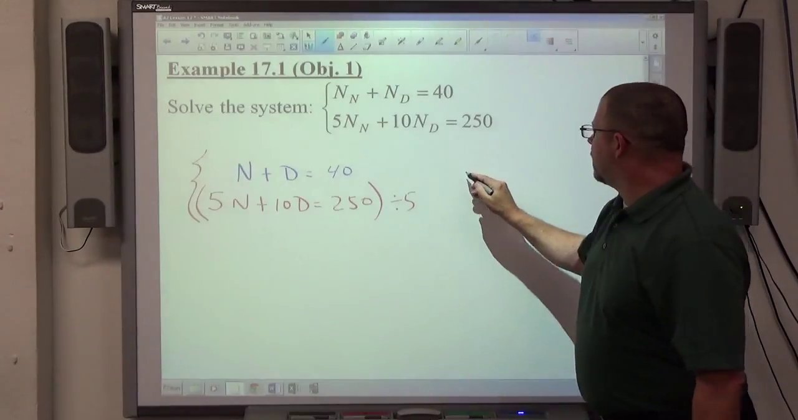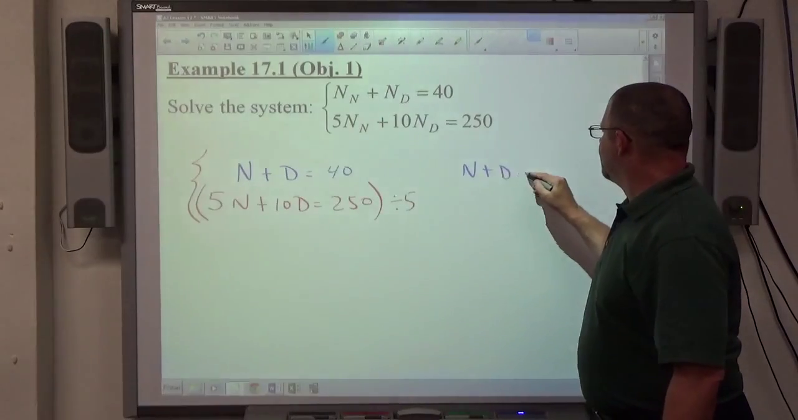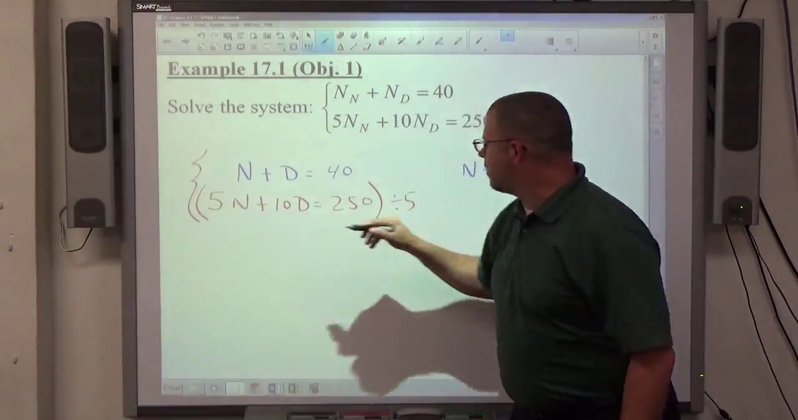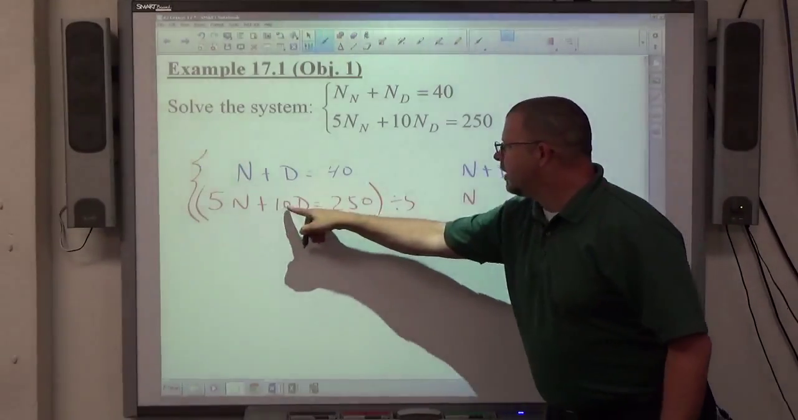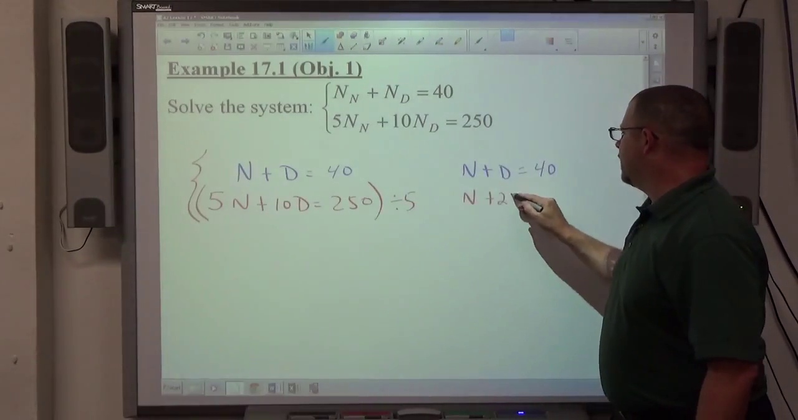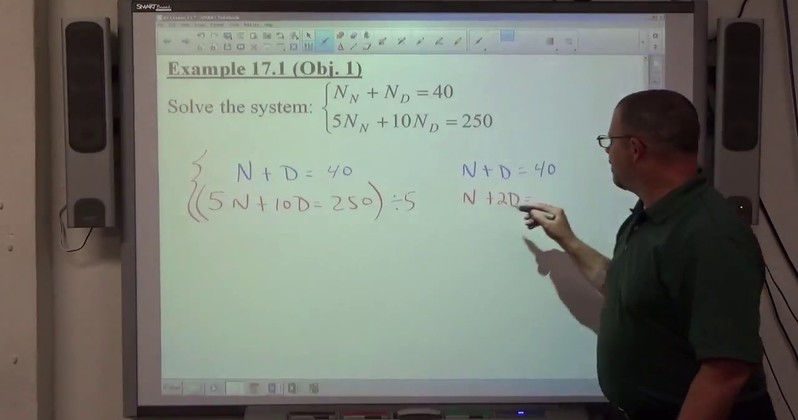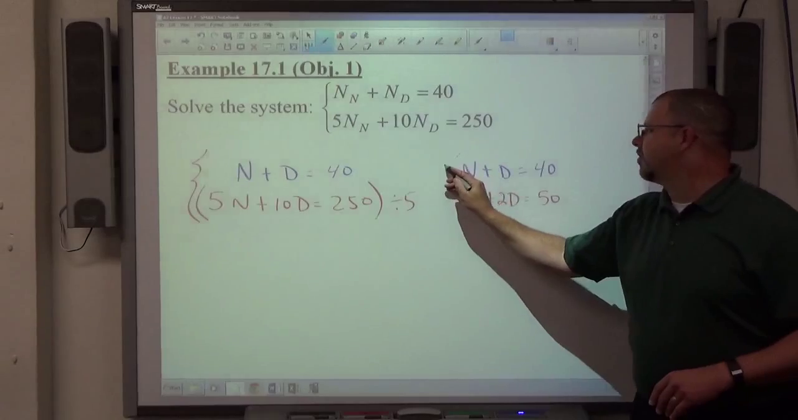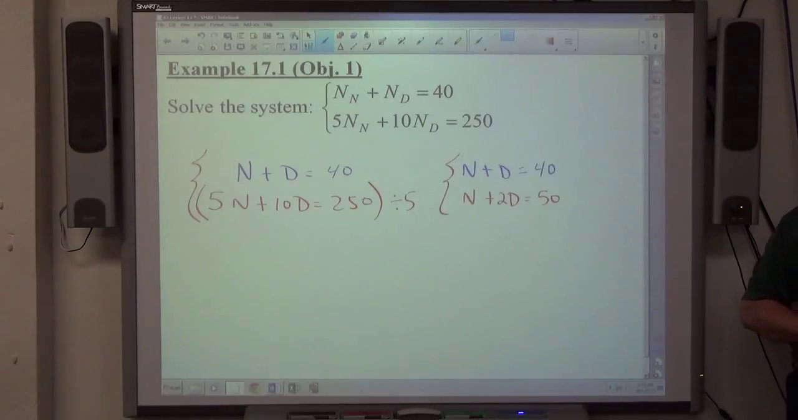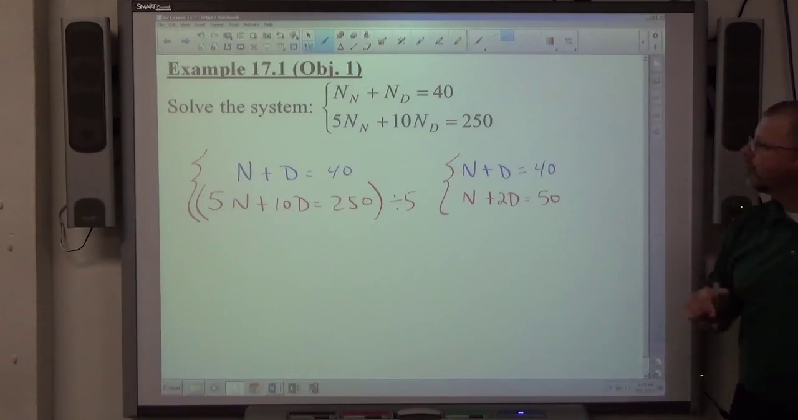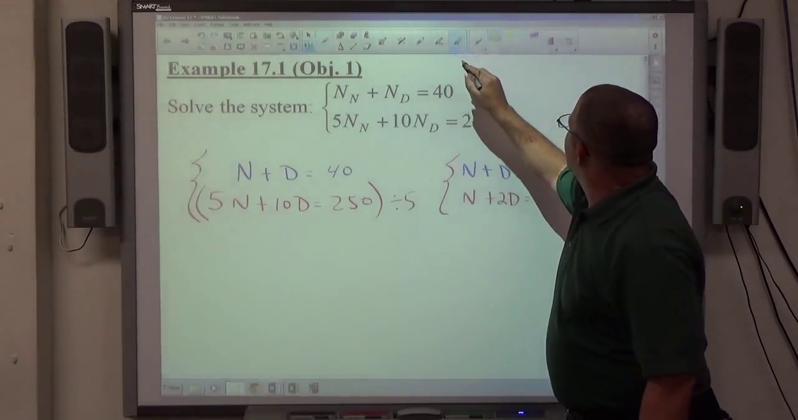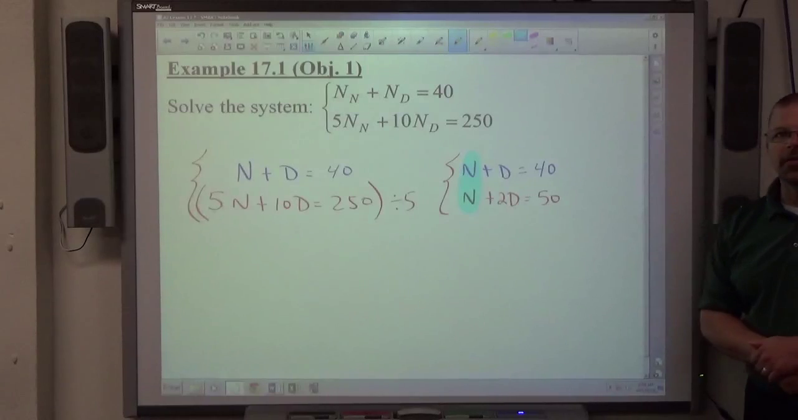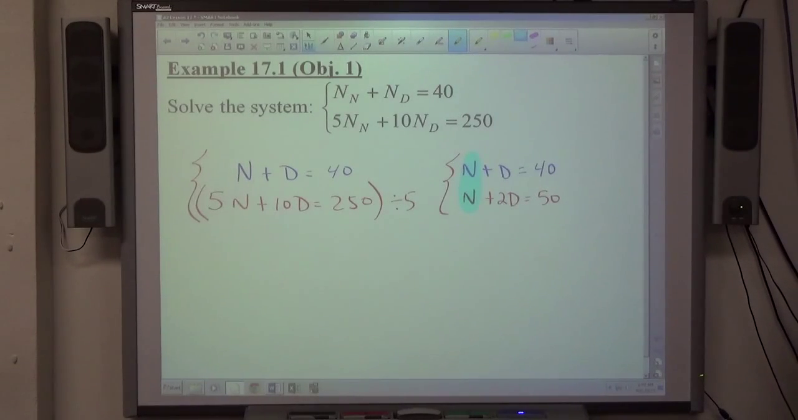So I'm going to keep n plus d equals 40 exactly as it is. And I'm going to change this one by dividing by 5. So 5n divided by 5 makes 1n. 10d divided by 5 makes positive 2d. 250 divided by 5 equals positive 50. And just like that, my system became a little bit easier because now the numbers are smaller. Also, as an added bonus in this specific problem, those are exactly the same. So now elimination is even easier than it would have been before.